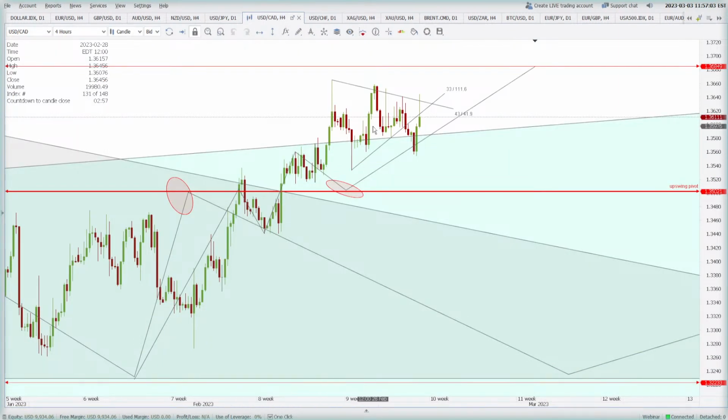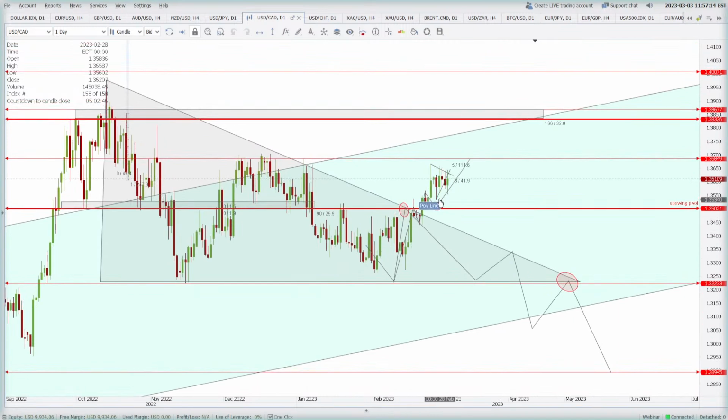USD CAD, this symmetrical triangle broke to the downside, but thereafter again the price is trying to find resistance here. Actually, on the 4-hour it is doing so. On the daily, the price is going nowhere. So I will say, if the price is going nowhere, do not even look at that pair which is not going anywhere. Just stay away from that pair.